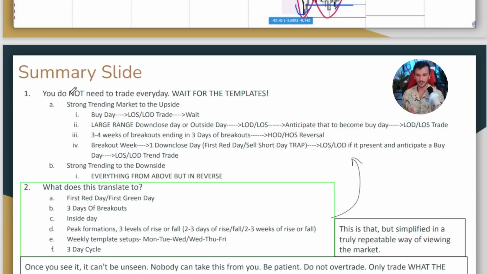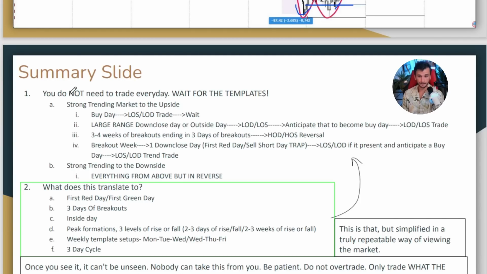All right, so in strongly trending markets to the upside, buy day, low of session, low of day trade, and then you're going to wait, depending on how the day closes, for maybe some follow through on the next day, or maybe just wait for a new template to set up or look for a different template on a different pair. Large range, down close day or outside day, you can look for low of day, low of session, closing price sort of trades. Anticipate that day to also become a buy day, which will lead to a low of day or a low of session trade. 3 to 4 weeks of breakouts, ending in 3 days of breakouts, you can look for a high of day, high of session reversal.